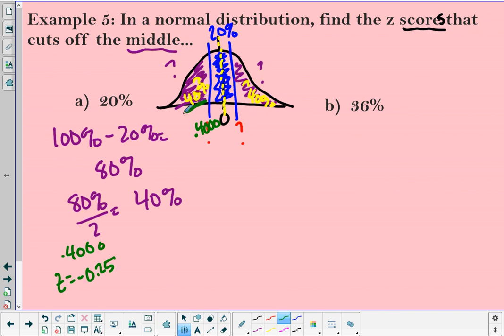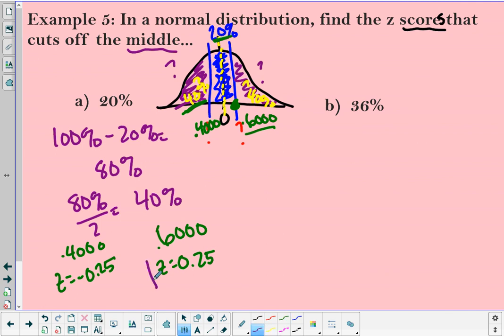It's this one that's a little bit trickier. You have to think of the fact that this is 40% of the data plus 60% of the data, and that's that mark right there. So this is actually 0.6000. Did I say that right? 40% of the data plus 20% of the data is 60% of the data. So this line right here, 60%. So the 0.6000 z-score is positive 0.25.